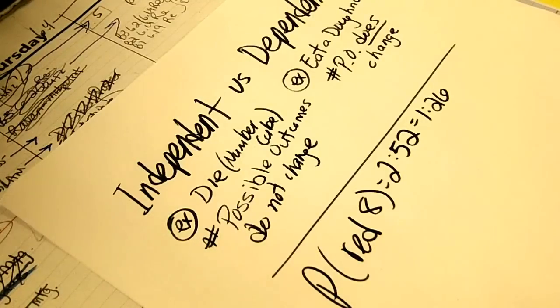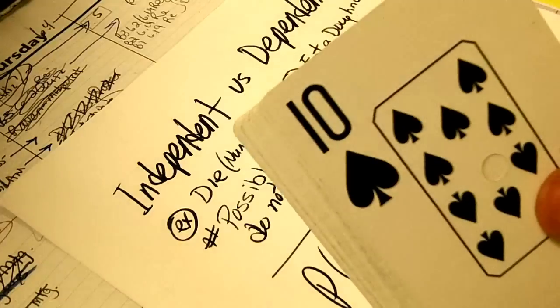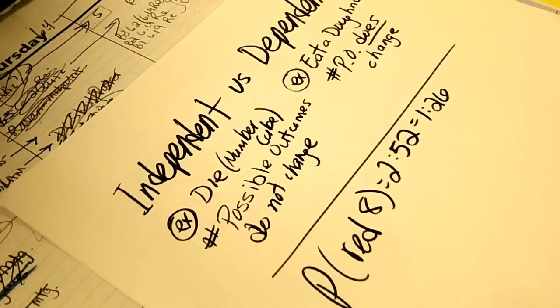Now, if I ask you a different question and I say, what is the chance of choosing a red 8 and, whoops, I didn't have my red 8. Where's my red 8? I lost my red 8. There it is. Sorry, guys. Doing a little technical difficulty here. And here's my other red 8.